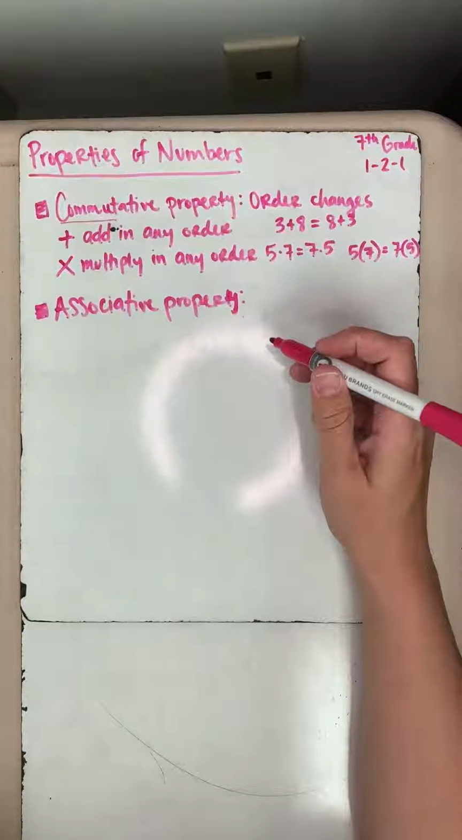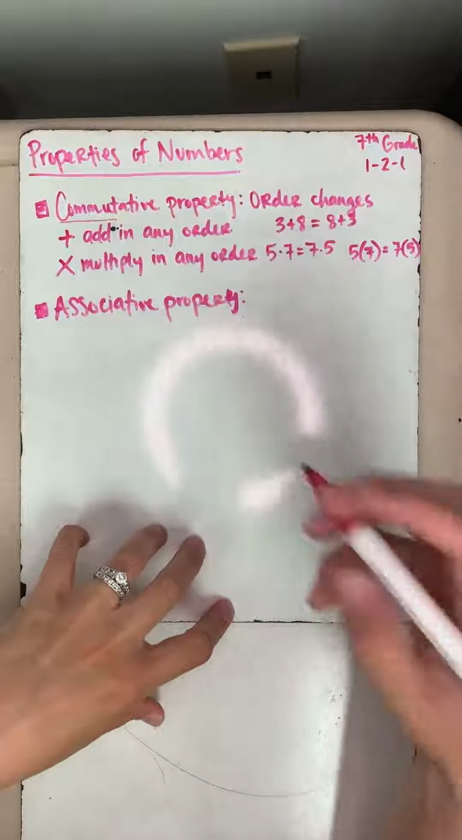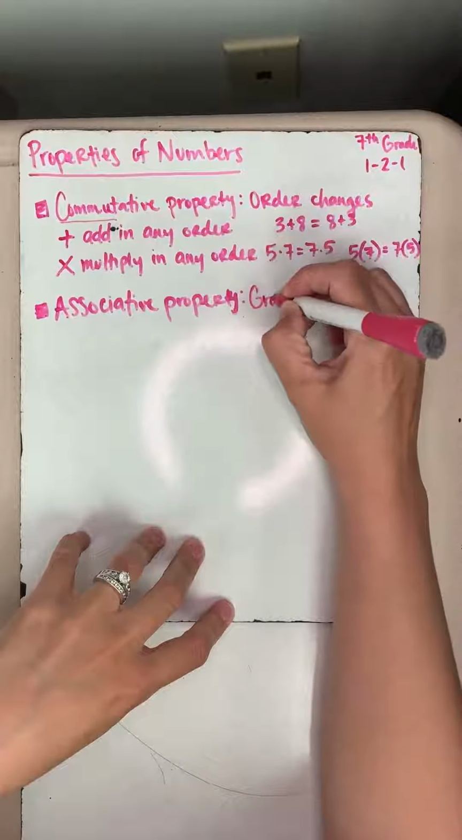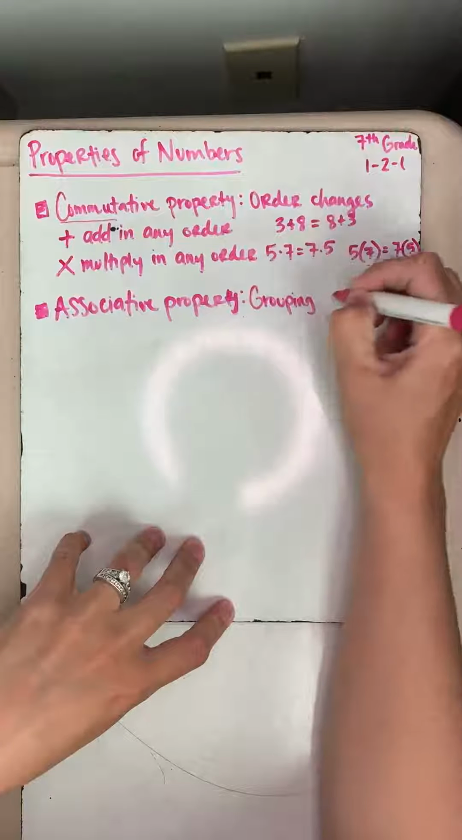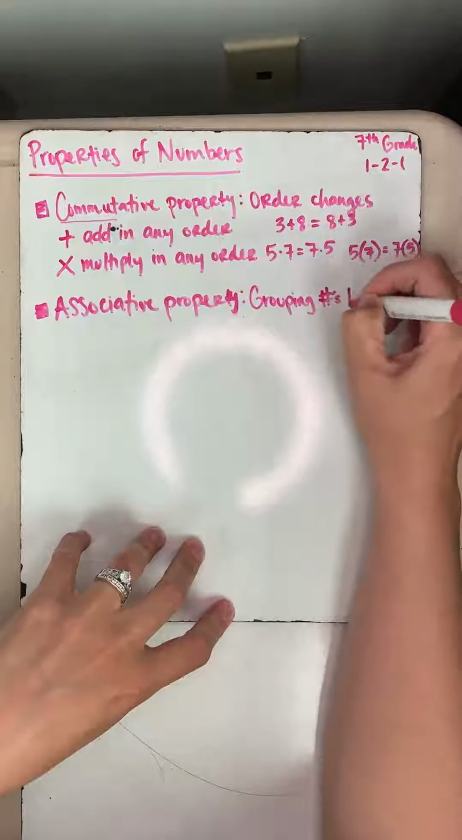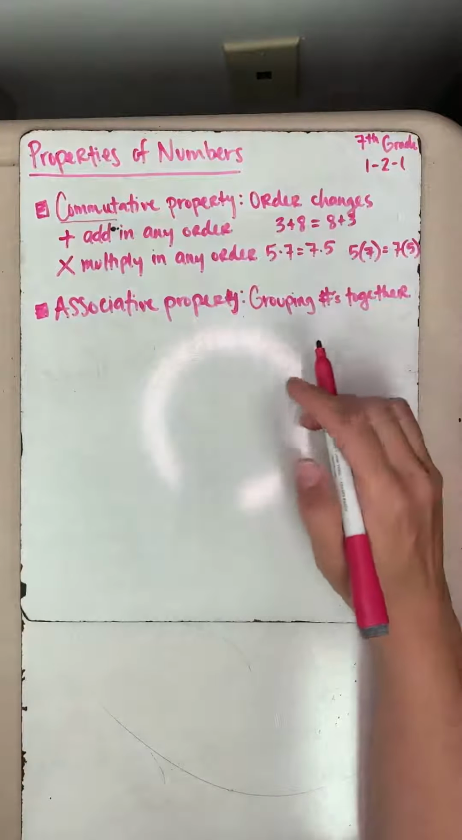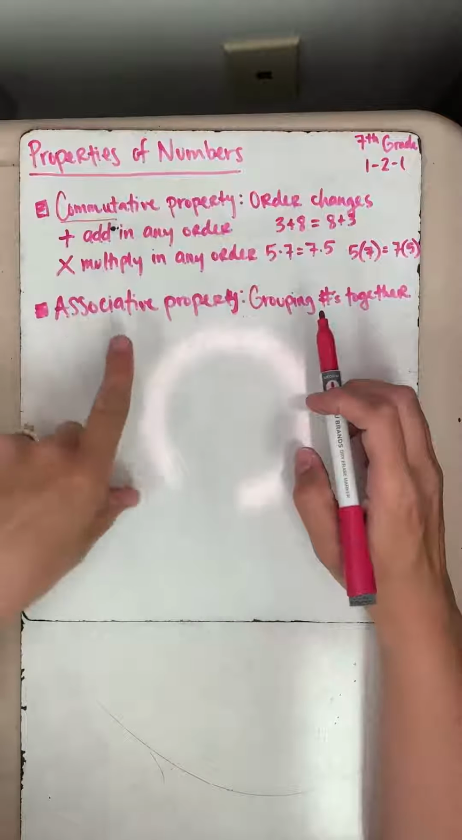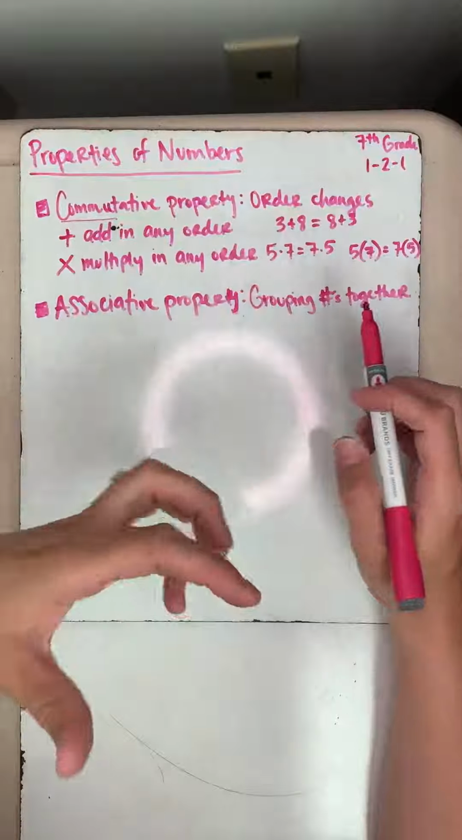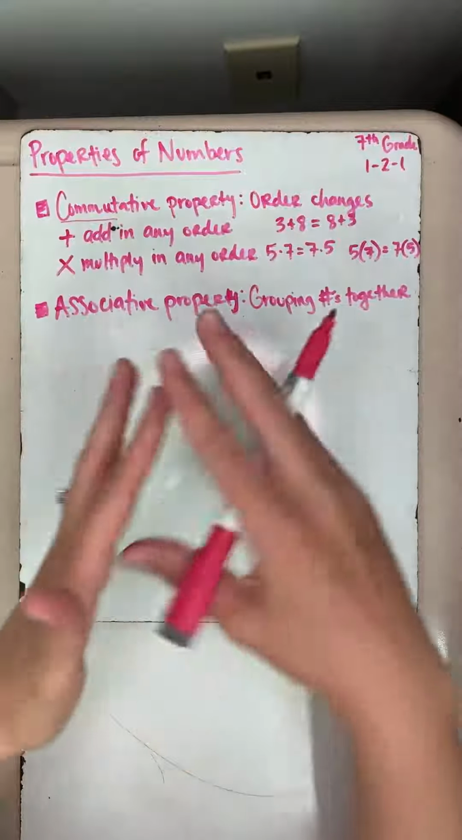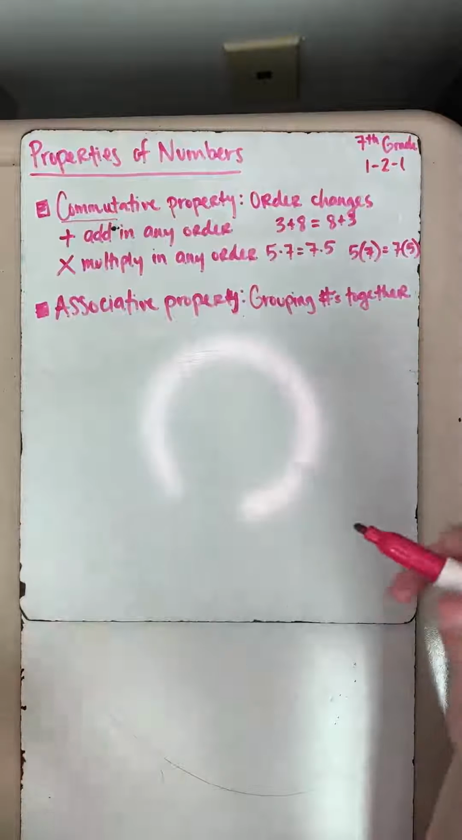Now, the associative property has to do with grouping things together. So, if you think of associates like at work, sometimes these people are friends and then sometimes these people are friends. That's one way to think of it.